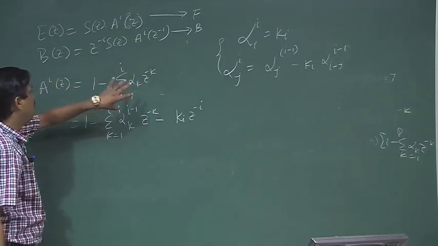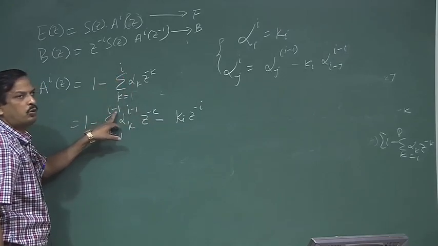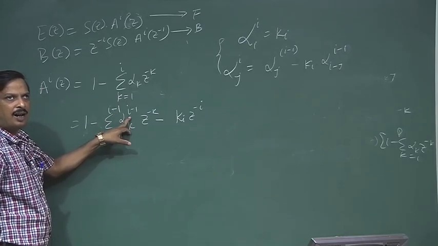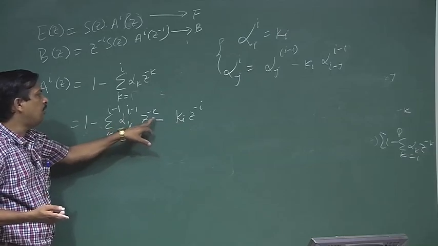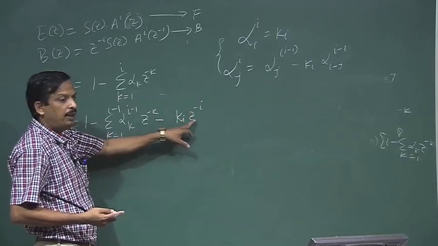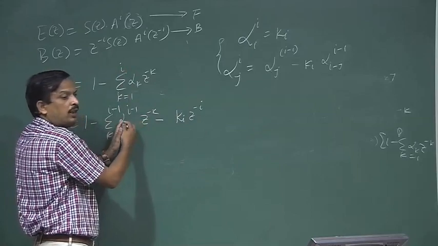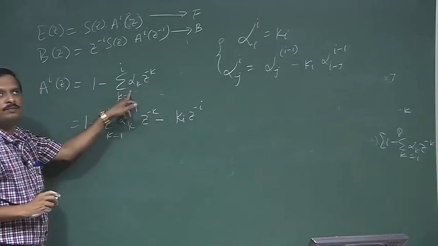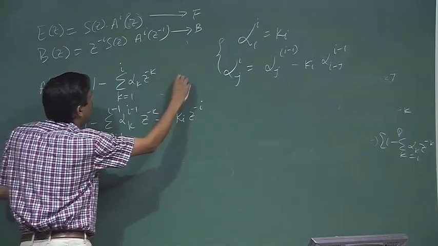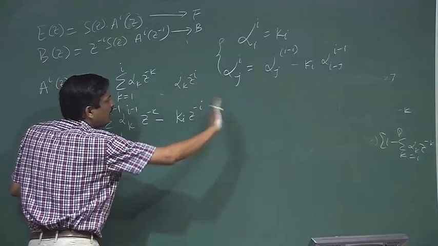So I can say the sum k equal to 1 to i minus 1 of alpha k of i minus 1, the predictor, z to the power minus k, minus K_i into z to the power minus i. So if I do the sum k equal to 1 to i, then this will be summed together, so it will be the same as this one. Okay. So from the summation term, I have only taken out the one alpha k z to the power minus i term, the ith term.